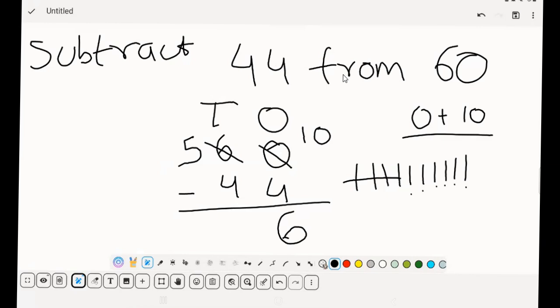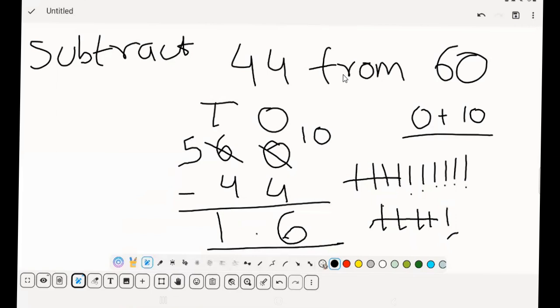Now similarly 5 minus 4: 1, 2, 3, 4 and 5. We will cut the 4 lines. We got the 1. Now the answer will be 16. I hope there is a clear understanding of subtraction of two-digit number with borrow.